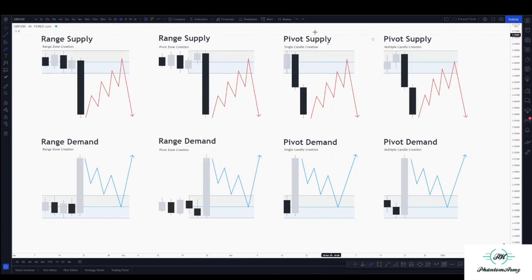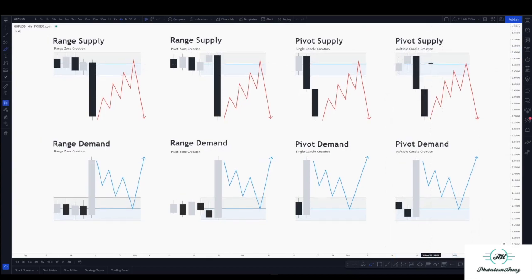But again, when we're coming back to pivot supply and demand, we have the single candle, which if we're looking at a reversal model would be something like this. There's your pivot, would be that right there. Or if we had a continuation, there's your pivot, and we're just drawing it on that singular candle. And the same can be said for the multiple candle creation, where we have something like that, where we have this pivot in price. Or if we have a reversal, we have that pivot in price.